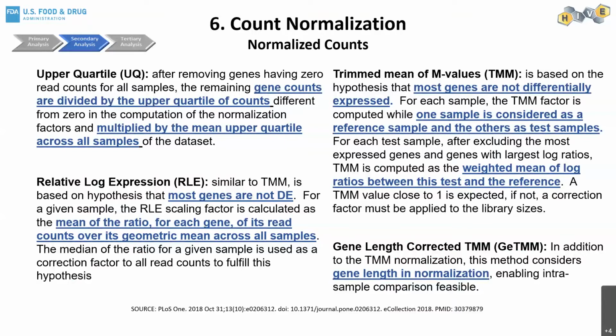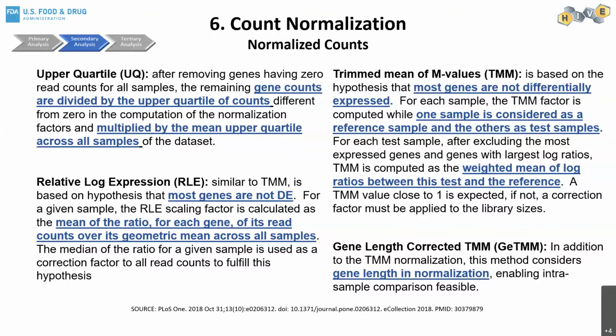The trimmed mean of M values, TMM, is another well-known metric based on the hypothesis that most genes are not differentially expressed. For each sample, this TMM factor is computed with one sample being considered as a reference and the others as test samples. It calculates the weighted mean of log ratios between the test and the reference. Usually a value of 1 is expected. If not, then a correction factor must be applied to the library sizes for the normalization.